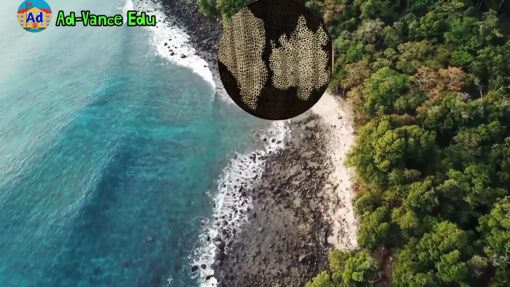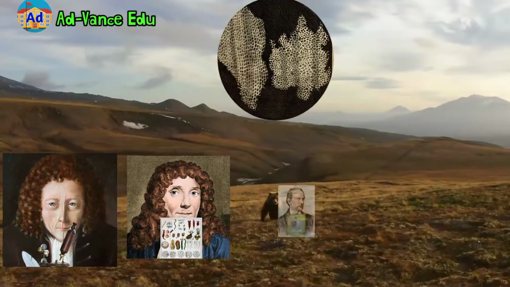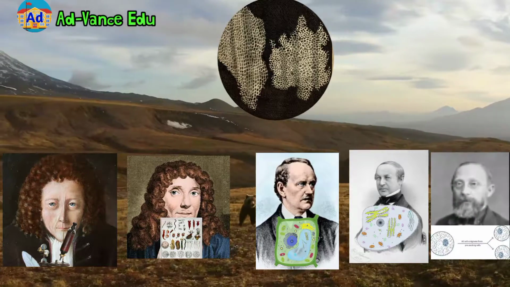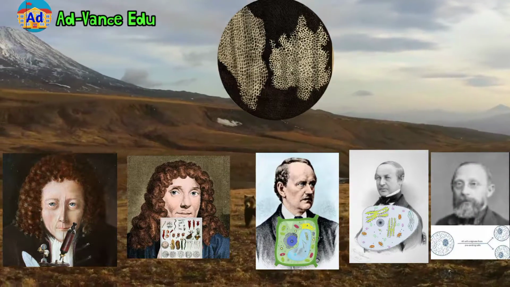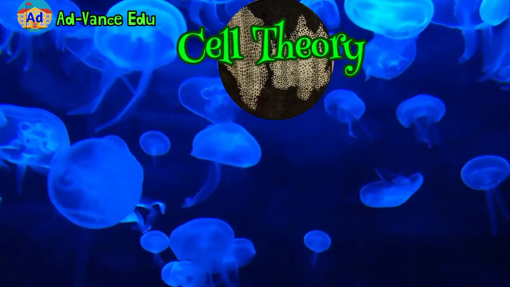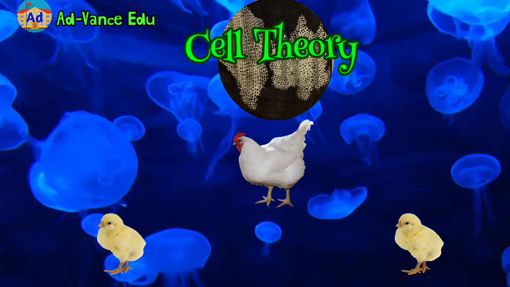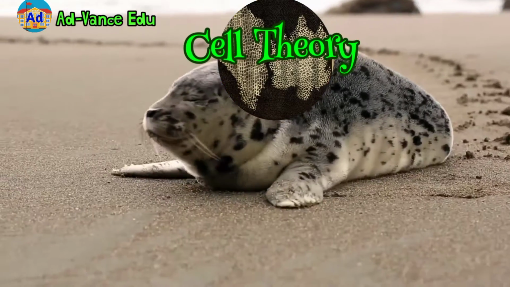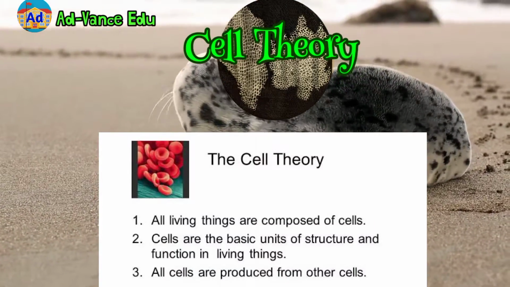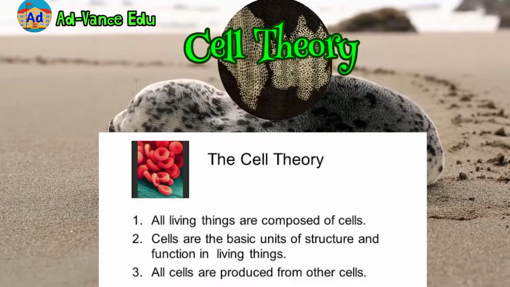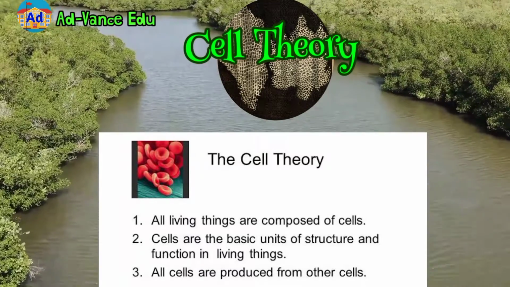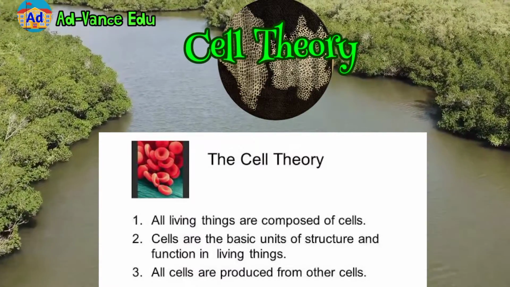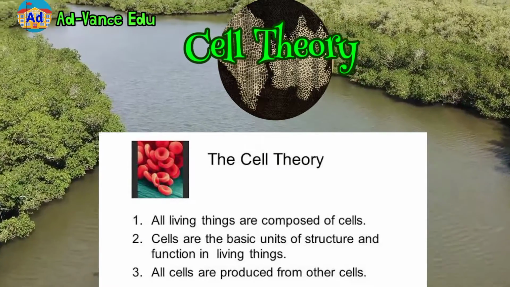The discoveries made by Hooke, Leeuwenhoek, Schleiden, Schwann, Virchow, and others led to the formulation of the cell theory. The cell theory describes the properties of all cells. This theory can be summed up into three basic components. 1. All living things are composed of one or more cells. 2. The cell is the basic unit of life. And 3. All cells arise from pre-existing cells.